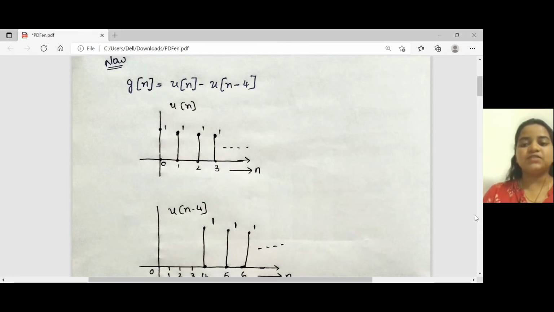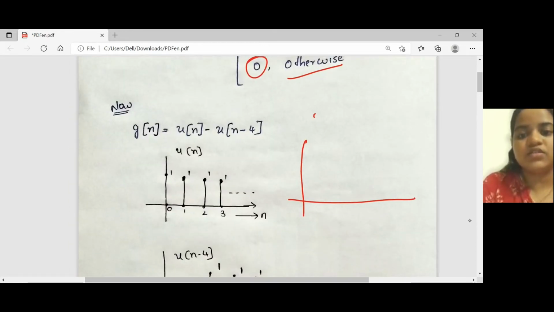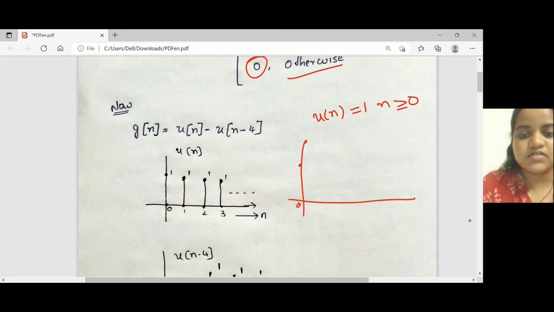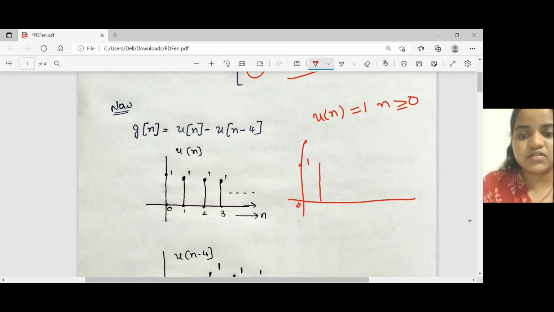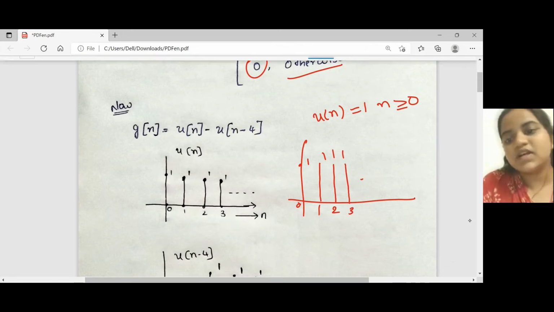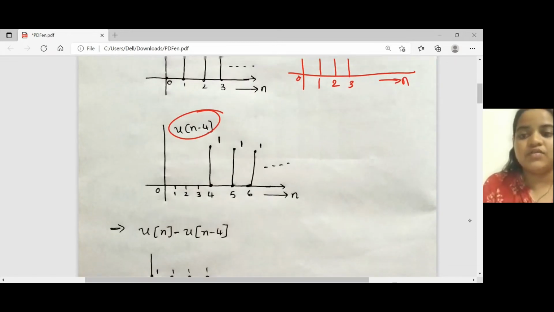Let's plot the graph for u of n. Let's take the axis. We know that u of n is equal to 1 when n is greater than or equal to 0. So the graph will be like this. 1, 2, 3, and so on.